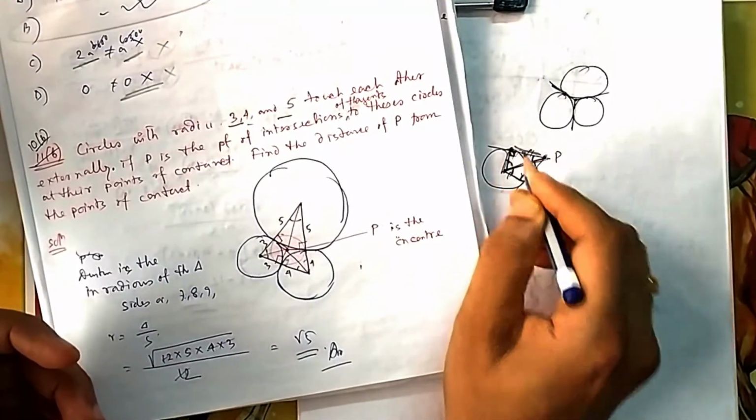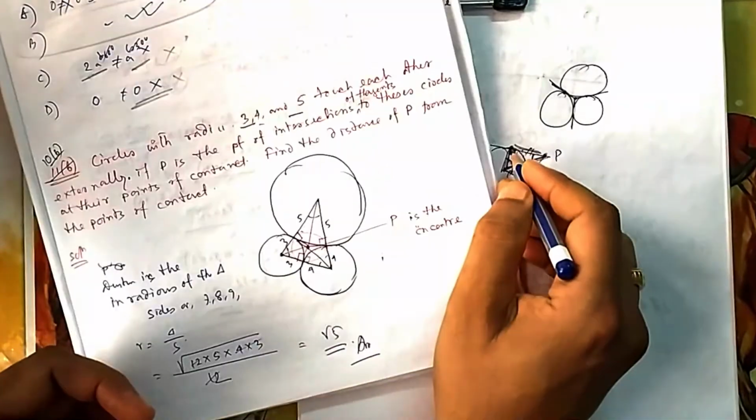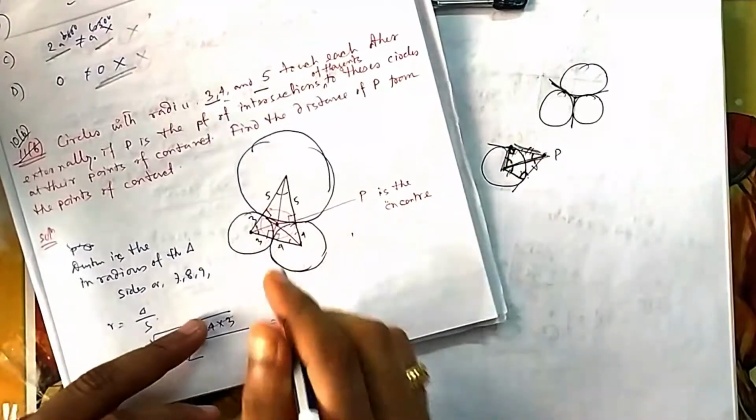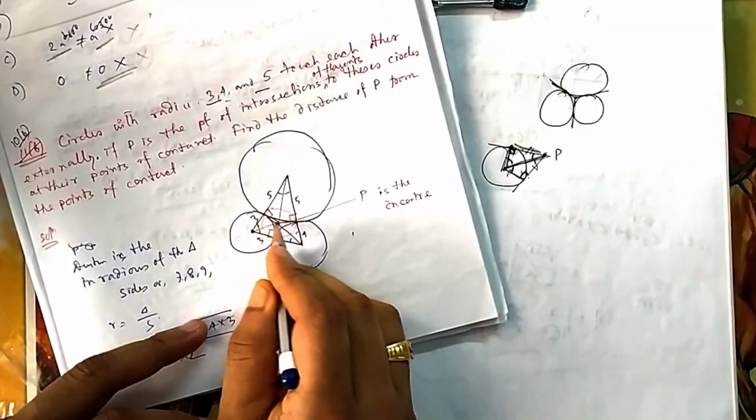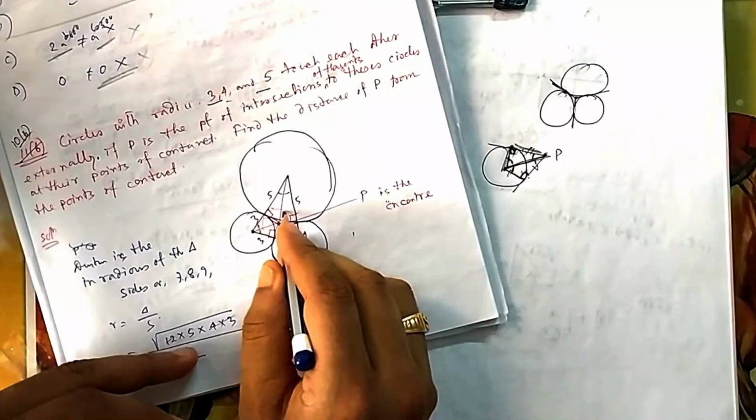90 degree means where it is touching, this is 90 degree. You can see from here, if you draw a 90 degree, that means this was the 90 degree, this is the tangent. Okay, so that means they are asking you to find this length. What is this length? This length is nothing but the inradius of this triangle.